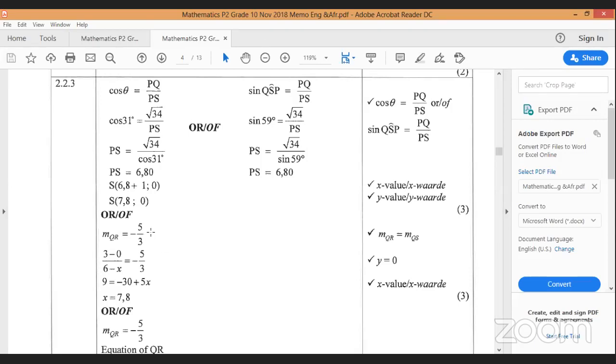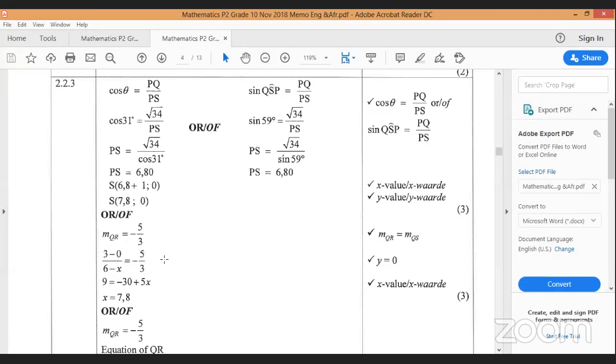Remember now, if something is perpendicular to each other, you always multiply by -1, right? So it just swaps. Whatever was the denominator becomes the numerator, and whatever was the numerator becomes the denominator. Then you multiply it by -1 because the sides are perpendicular. And the gradient of QR is -5/3.